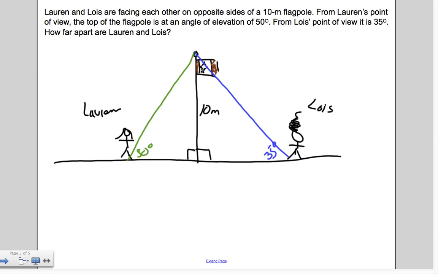What is it that we're trying to solve for though? Tyler. How far apart are they? So we're really looking for this, right? Is it in meters? Well, yes, we can answer it in meters. We can answer in kilometers or millimeters. So how do we get that distance?